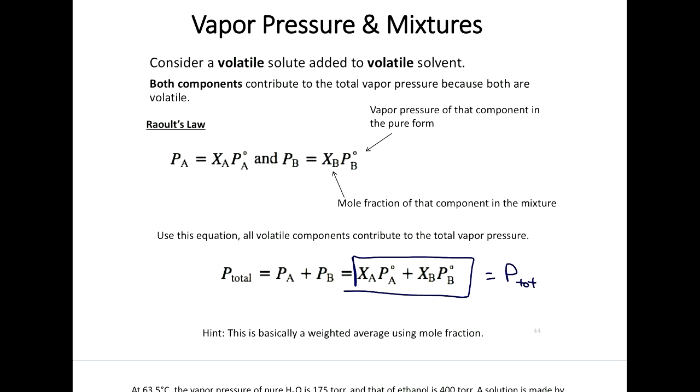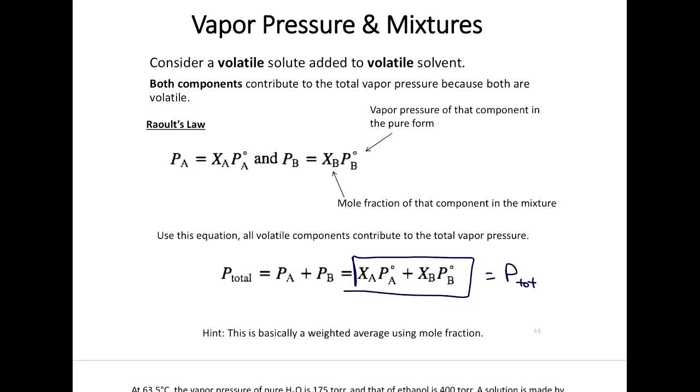If two liquids that you're mixing both exert vapor pressures, we need to consider the vapor pressure of both of them, right? So we can extend Raoult's law and say component A, which is volatile, exerts a vapor pressure, and component B also exerts a vapor pressure. To calculate the vapor pressure of a mixture where both components are volatile, we need to add those two components together.